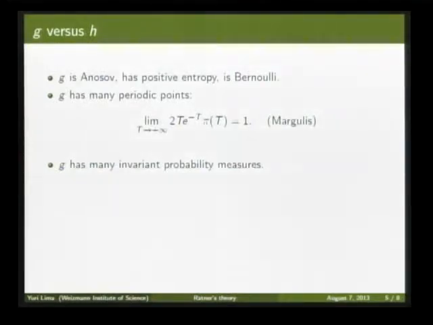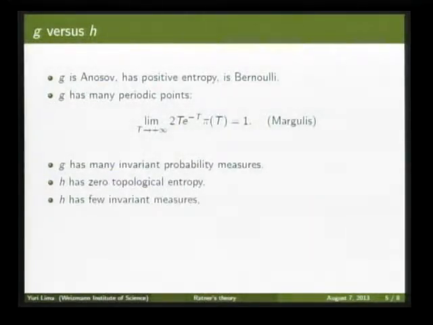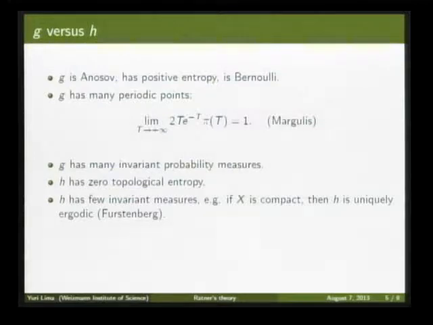Okay, these are the properties of G, and on the other side we have H. H has zero topological entropy, as we saw here, and it has few invariant measures. And what do I mean by this? I'm going to be more specific about this tomorrow, but just to give an example, if the quotient H mod gamma is compact, Furstenberg proved that H is uniquely ergodic. So actually, it not only has few invariant measures, but it has only one probability measure. So it is on the other end of the spectrum from G.